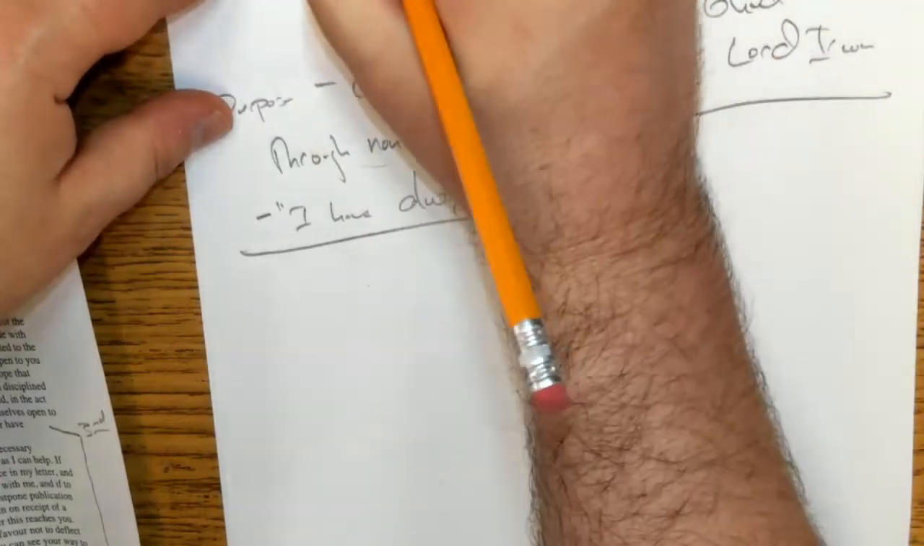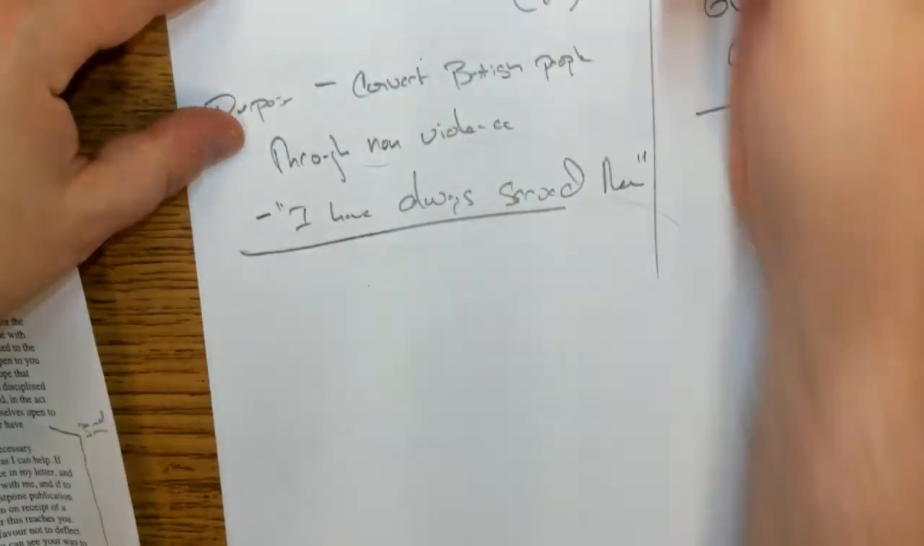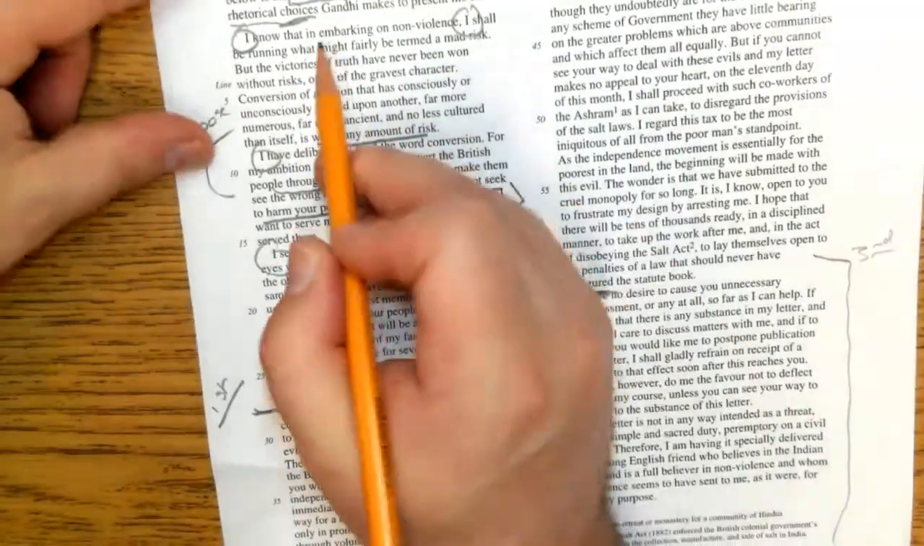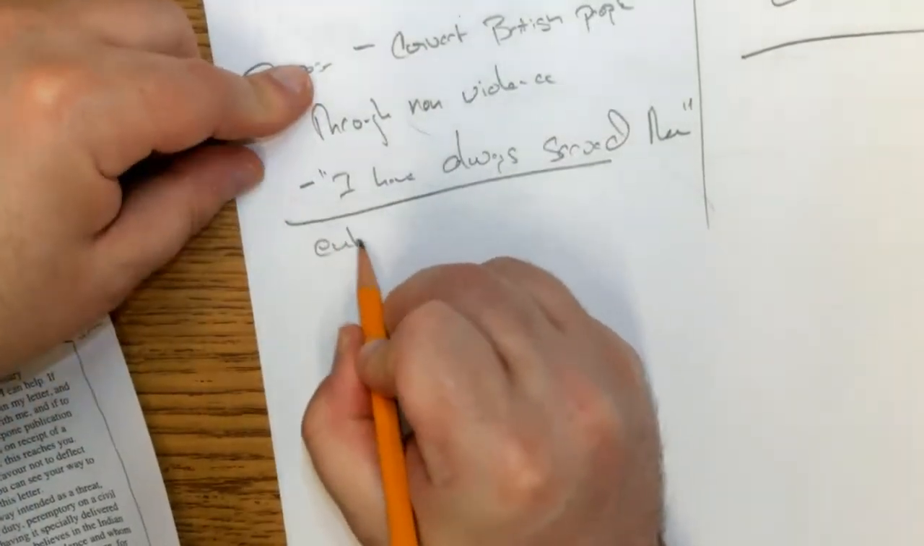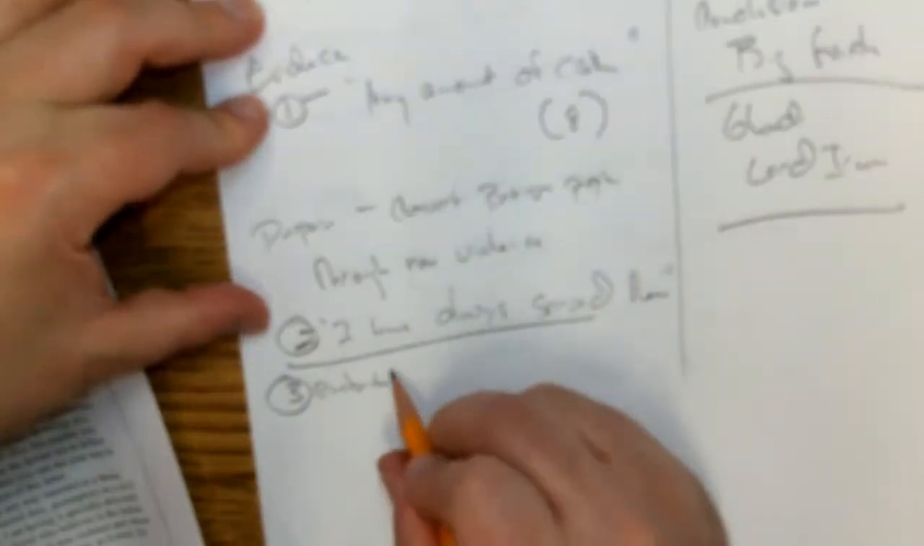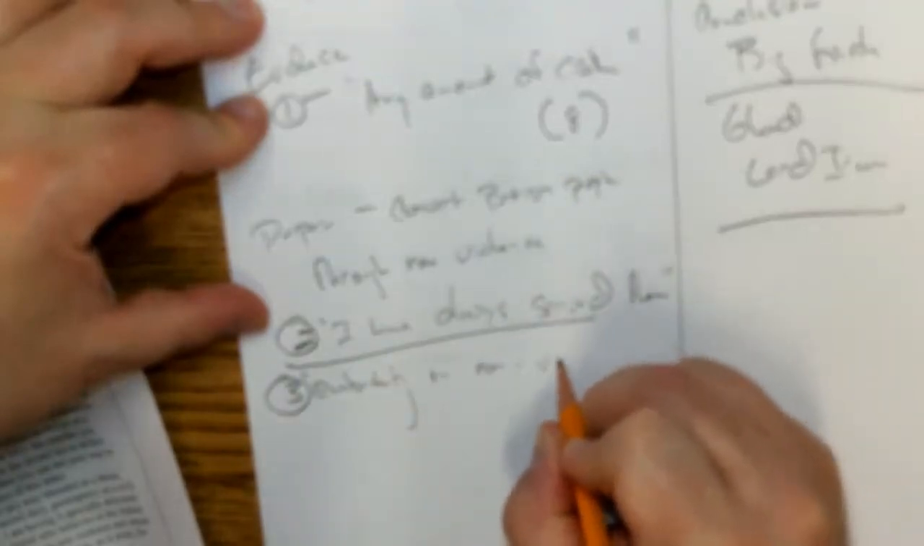So what is ethos? Ethos is credibility. So we're looking at all the times that Gandhi uses credibility in this first section. Let's go over this one more time. Embarking on nonviolence. Here's another piece of evidence. So we have one here: any amount of risk. Number two, I have always served them. And number three, in the first sentence, embarking on nonviolence.